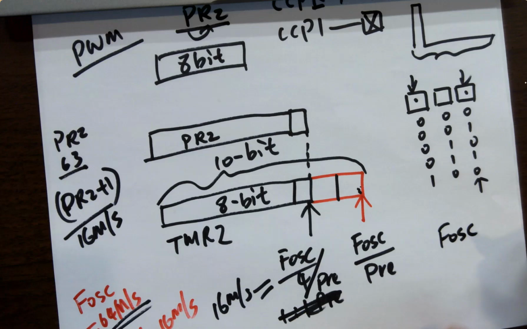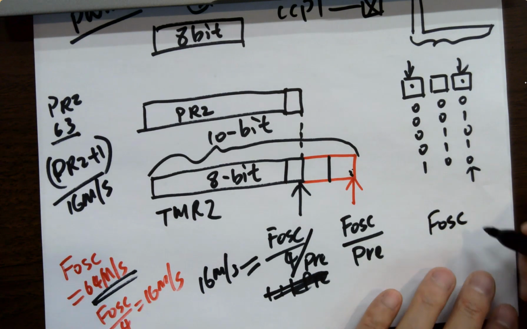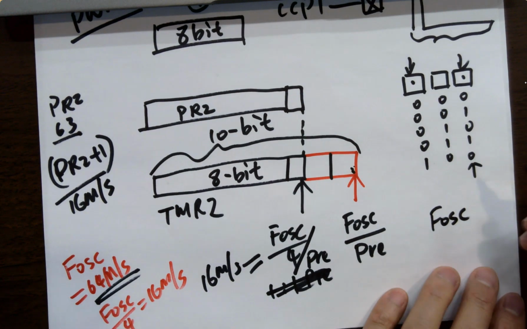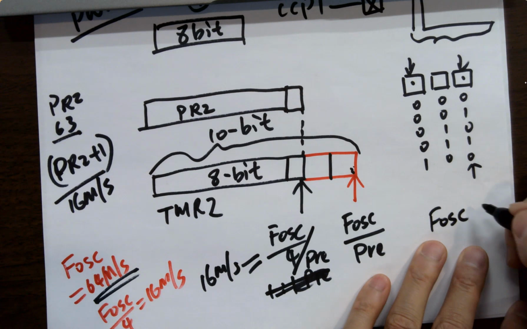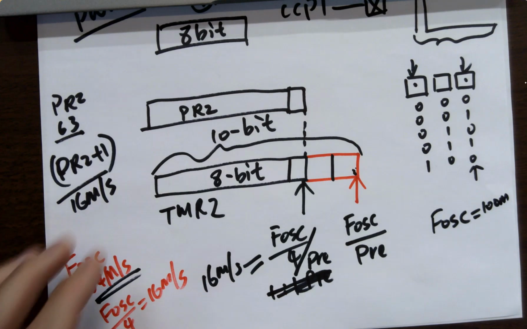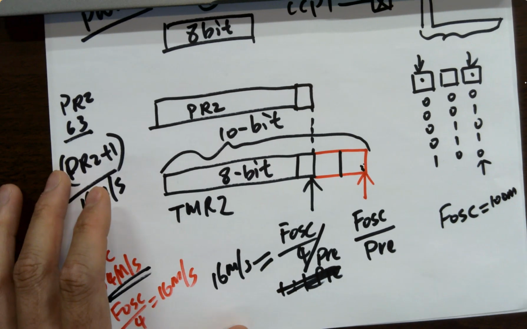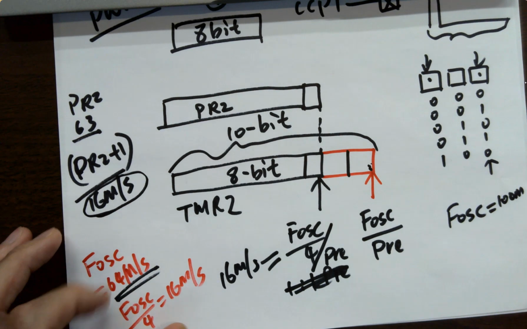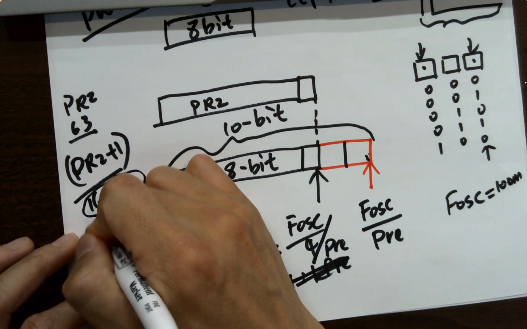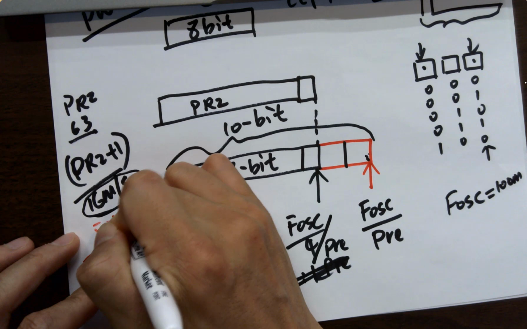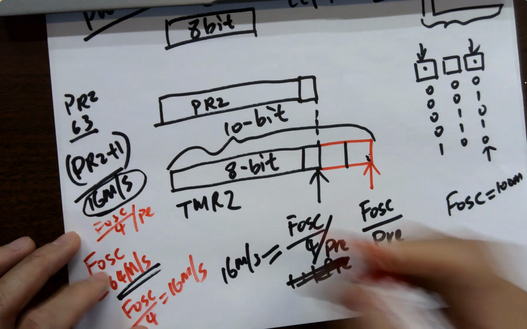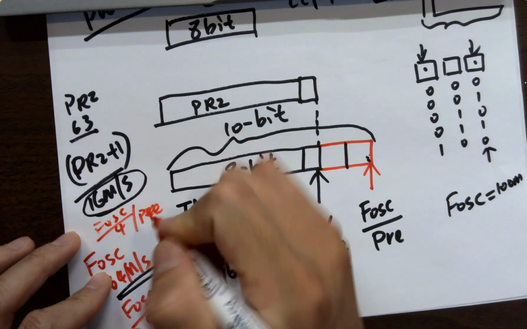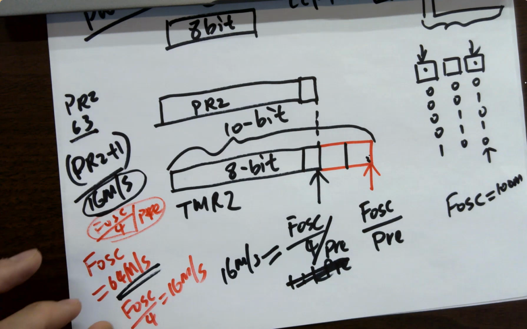If I'm telling you FOSC on the PIC, like some other platform, is 100 megahertz, can I still do it? Yeah. What is this? 100 over FOSC divided by 4 divided by prescaler, right? You can always make it right.